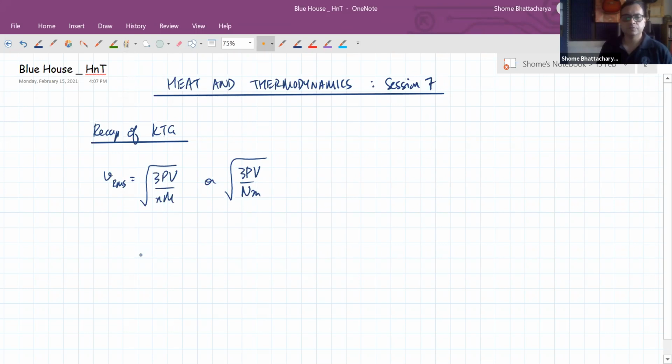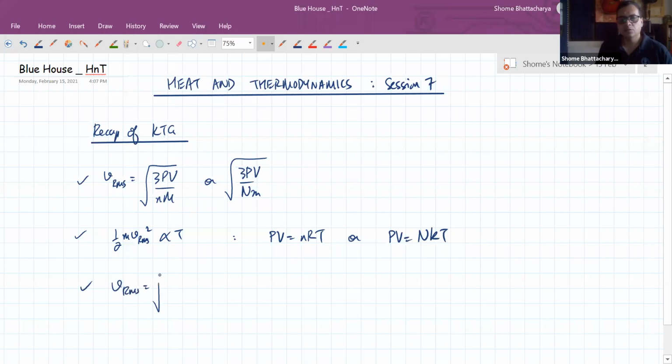which can be expressed in either of these two ways: number of moles into molar mass or number of molecules into molecular mass. Then we saw that by applying the kinetic interpretation of temperature, that is average kinetic energy is proportional to temperature, we got the relation PV is equal to nRT, or what we can express as capital NKT, where K is the Boltzmann constant, R is the universal gas constant. And then resubstituting that back here, we got RMS speed also as square root of 3RT by capital M, molar mass, or 3KT by small m, molecular mass.